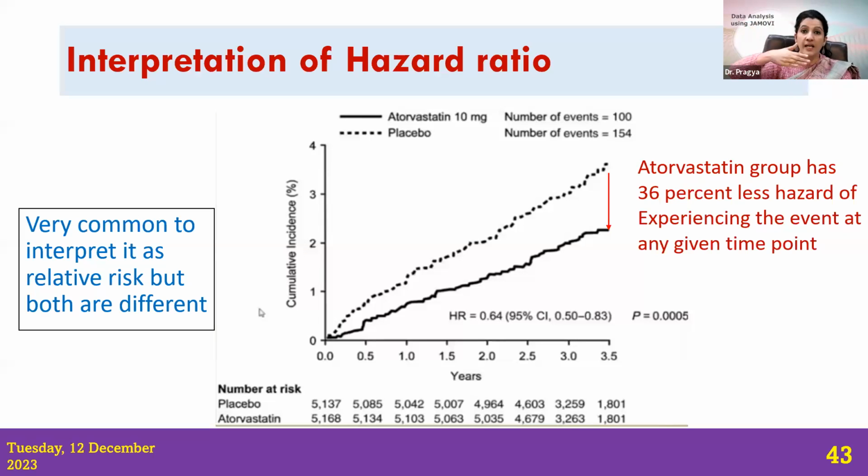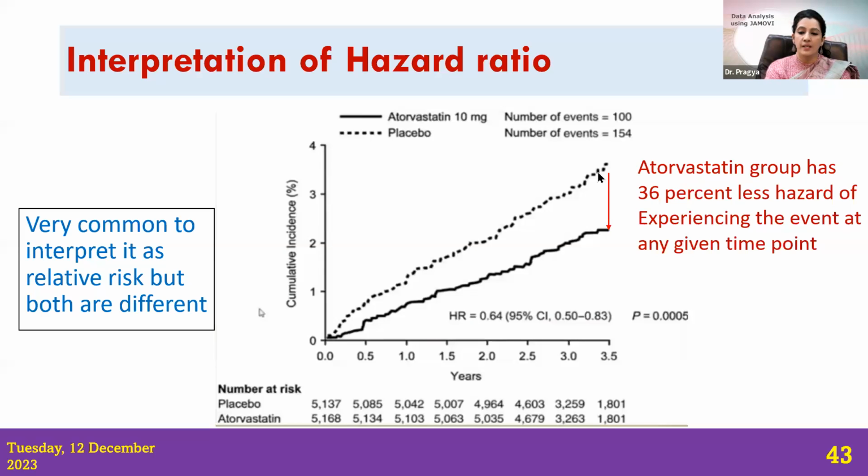The curve of hazard ratio is opposite. Why? Because with time the person is experiencing the event. So in delta time t, there's an event rate, and with time that event rate is happening. That's why the curve will be ascending. It is going up, you can see here.